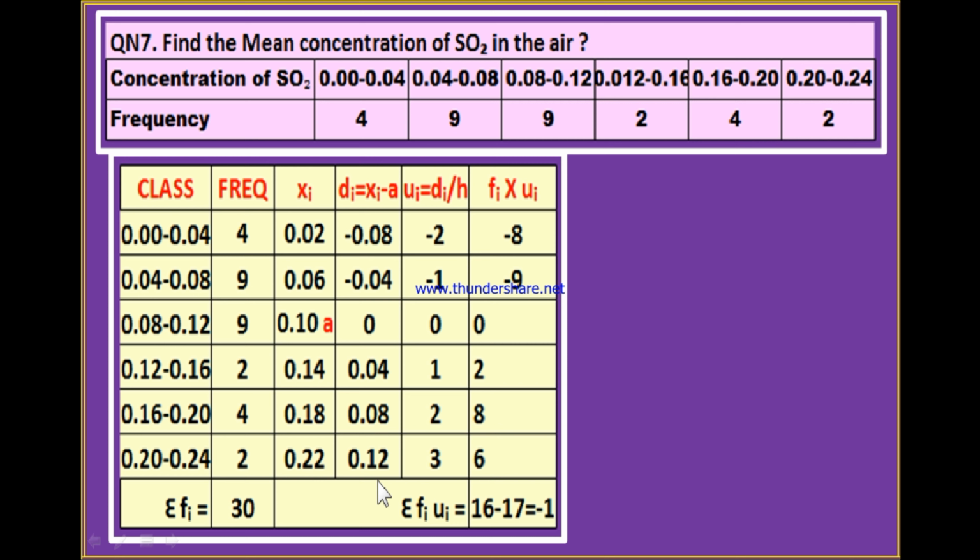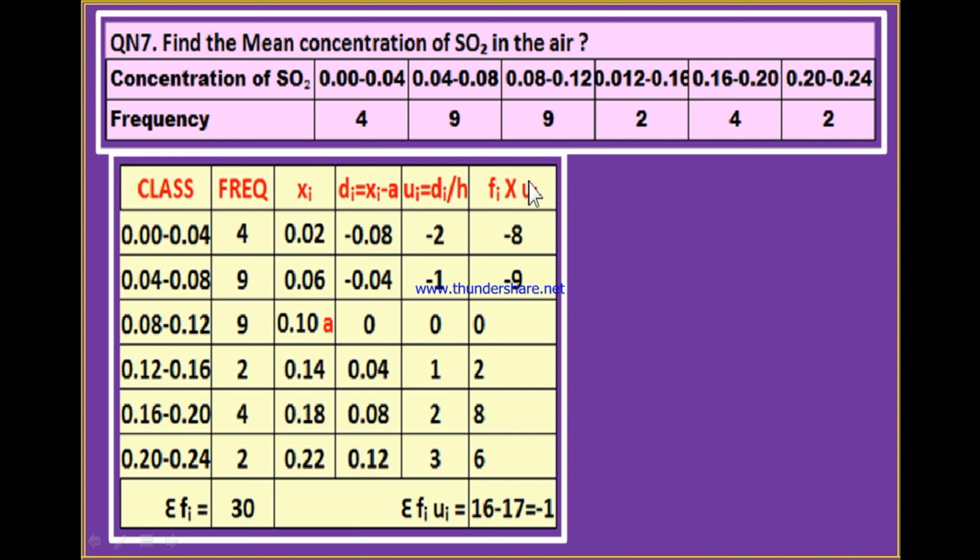0.12 divided by 0.04 is 3. These are the ui values. We have ui values and you have frequencies already. Frequencies will be denoted with fi and these are ui values, and let us multiply fi with its corresponding ui value and you may write this product here. This column is for fi ui.